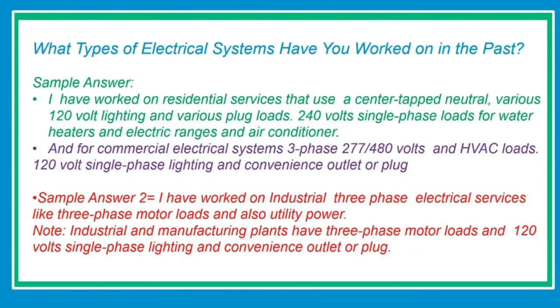What types of electrical systems have you worked on in the past? I have worked on residential services that use a center tap neutral, various 120 volts lighting, and various plug loads, 240 volt single phase loads for water heater and electric range and air conditioner. And for commercial electrical system, 3-phase 277 and 480 volts and HVAC loads, 120 volt single phase lighting and convenience outlet or plug. Sample answer number 2.